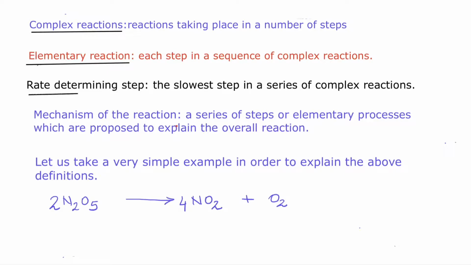What will be the rate determining step? I've written the definition over here, although I will explain the concept also. Rate determining step is the slowest step in a series of complex reactions. So what do we mean by this rate determining step?